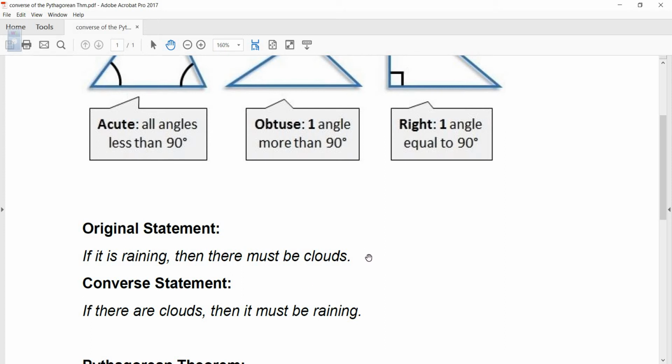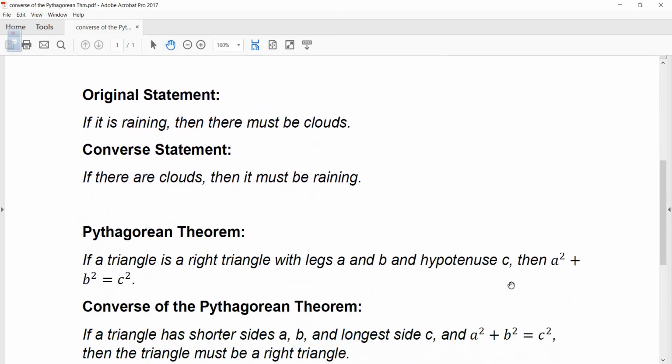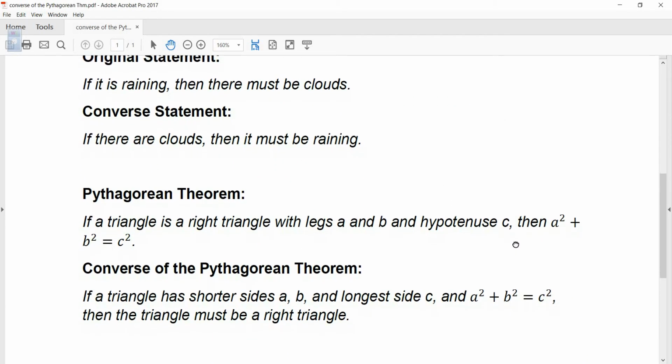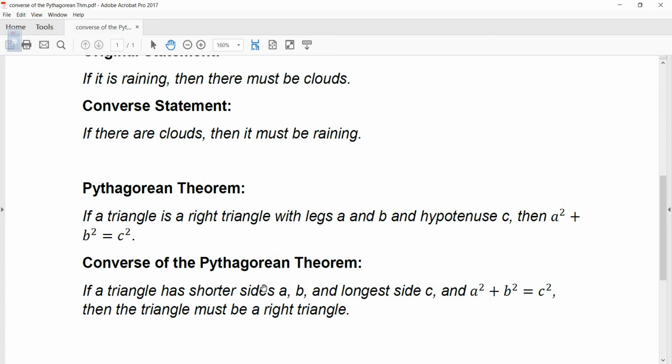Now you'll notice the first statement is true. You cannot have rain without clouds. The second statement is false. You can have clouds without rain. So it's very important that you understand that when you have the converse of a true statement, it often will be false. However, in the case of the Pythagorean theorem, both the original conditional statement and the converse are true.